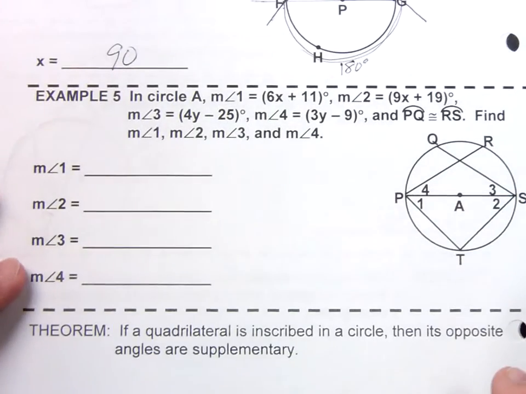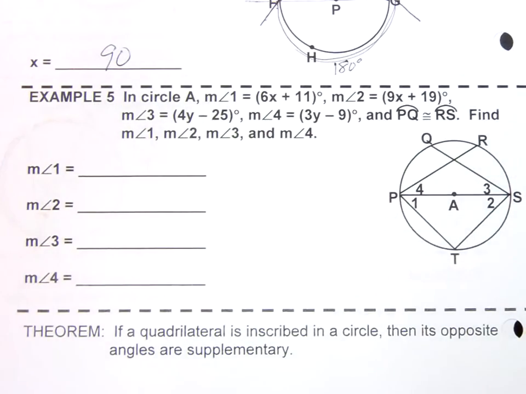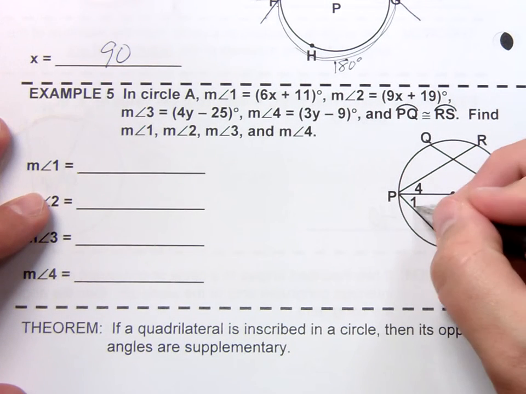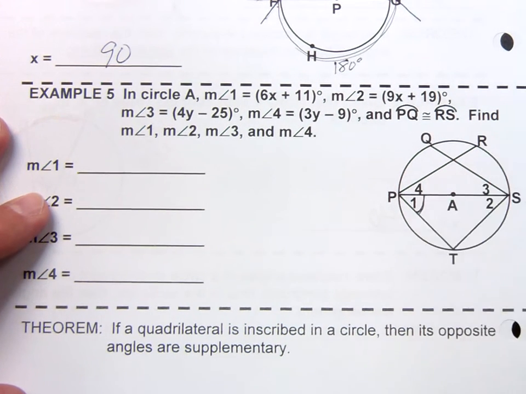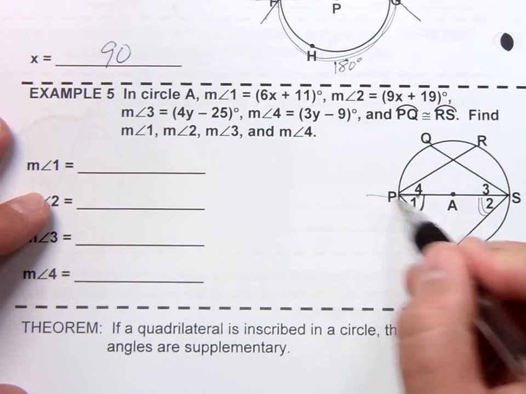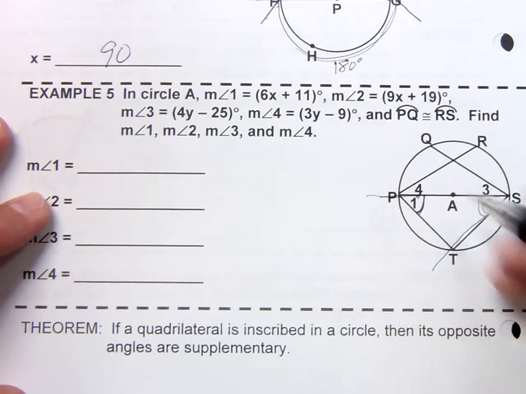All right, let's see if we can take everything we've been learning and solve all this stuff that we have going on, example 5. In circle A, the measure of angle 1 is 6x plus 11. The measure of angle 2 is 9x plus 19. Now, those are not intercepting the same arc. Angle 2 is intercepting this arc.